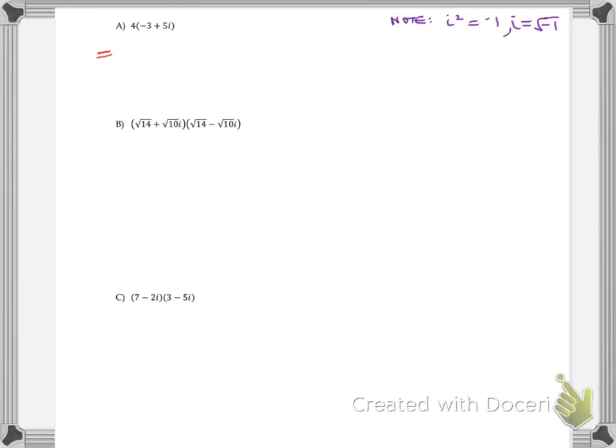All right, so 4 times the quantity negative 3 plus 5i. If we distribute that to both terms, it'll be negative 12 plus 20i. Okay, so that's our final answer there. For B, I want you to pause the video and see if you can try B on your own to get your final answer and write it in standard form.